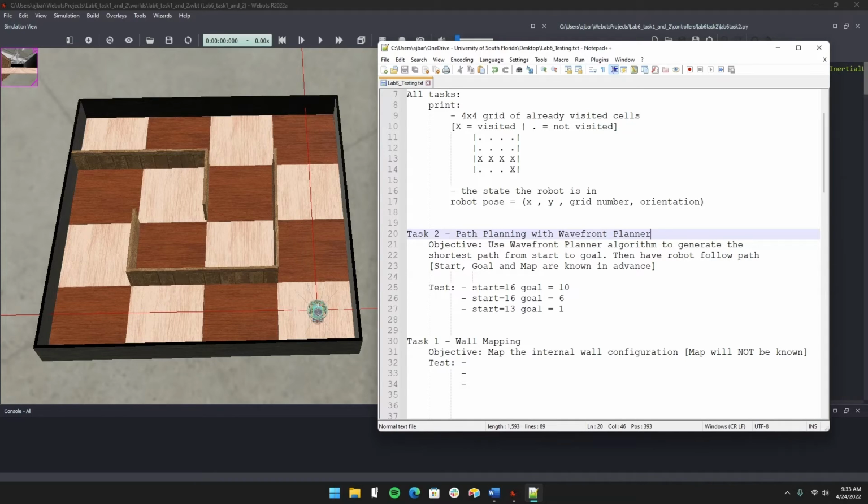So I'll be running mine with a mix of cases where some of them have 2 possible shortest paths, so they're the same distance from start to goal, and some cases where there's only one obvious shorter path. But of course, a little bit on the wavefront algorithm first.